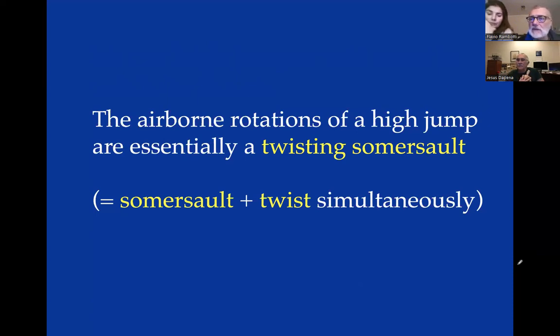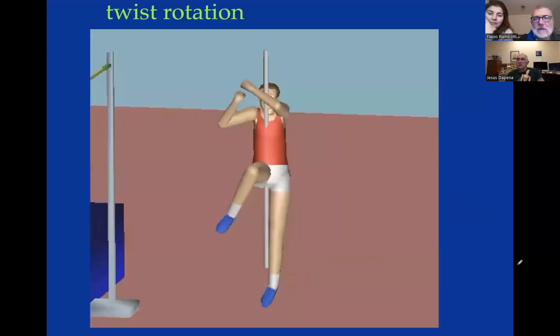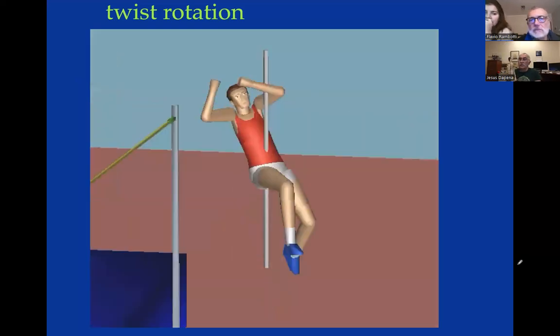Cavatappi. Yes. So you need a twist rotation and a somersault rotation. So the twist rotation is a rotation about a vertical axis. It's a rotation like this. And it's a rotation that happens very early in the jump.